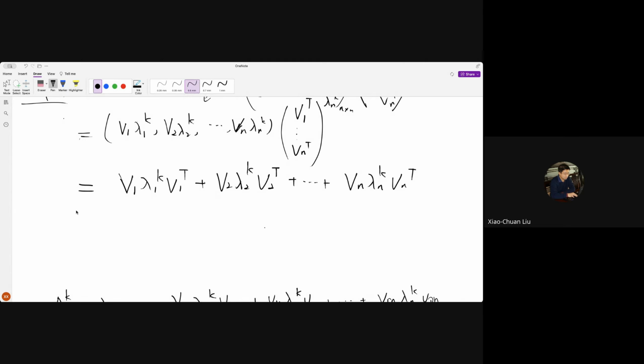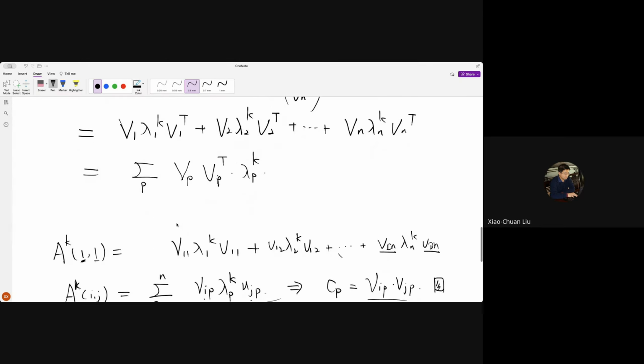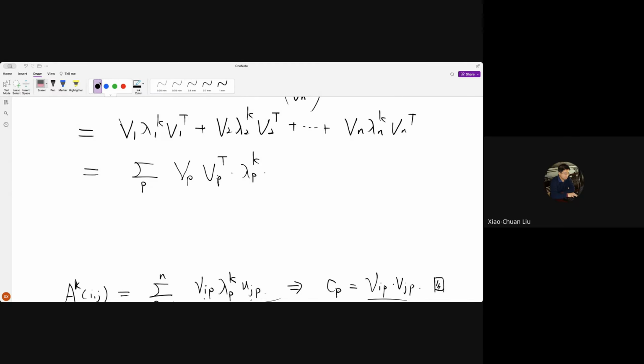Then I have, it should be a sum, right? A sum over p, so you get Vp Vp transpose times lambda p to the power of k. Is that so? Yeah, right. Okay, so maybe my first version is not wrong, but I got confused. So I hope this time we got it correct.